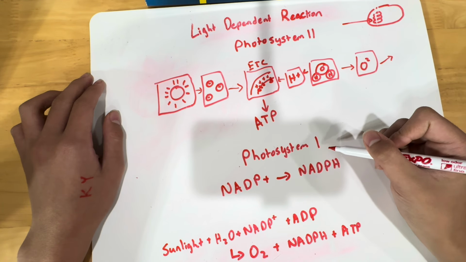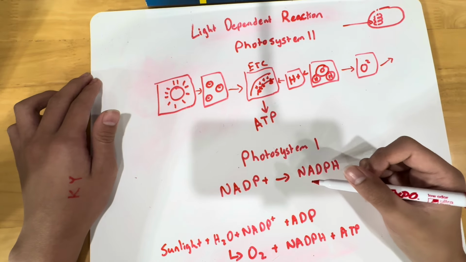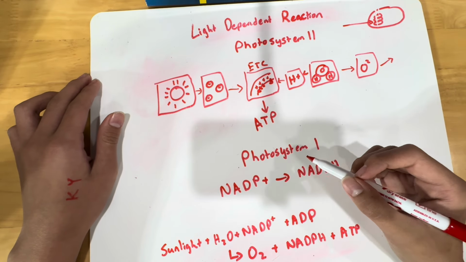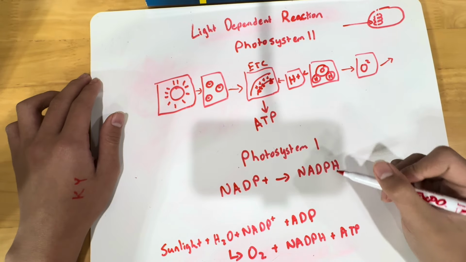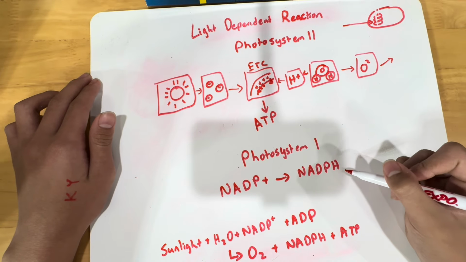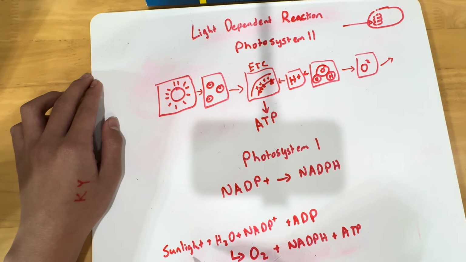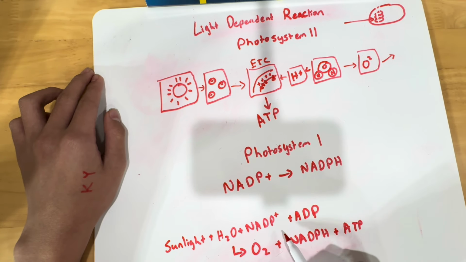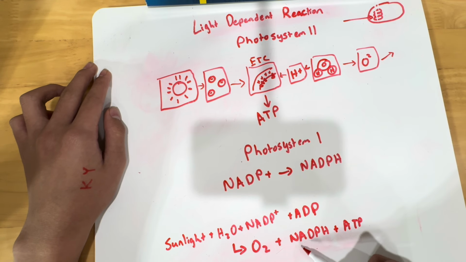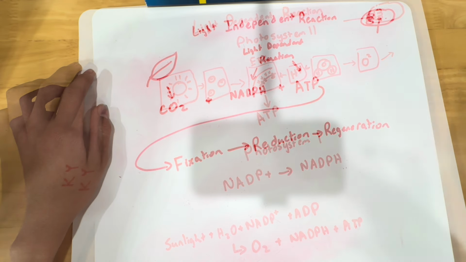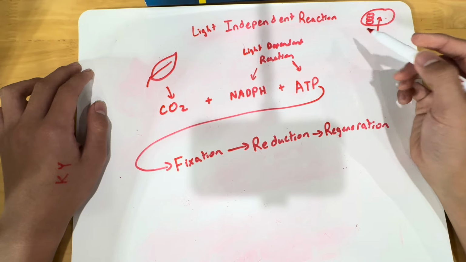Next, photosystem 1 uses another photon of light to re-energize electrons after the ETC. These electrons are then passed to ferredoxin, which reduces NADP+ to NADPH using ferredoxin NADP+ reductase. Overall, the light-dependent reaction converts sunlight, water, NADP+, and ADP to oxygen gas, which is released into the atmosphere, NADPH, and ATP. The second half of photosynthesis is the light-independent reaction, also known as the Calvin cycle.